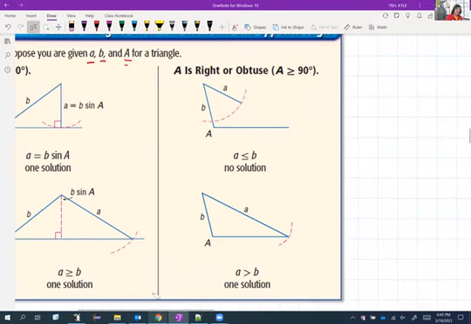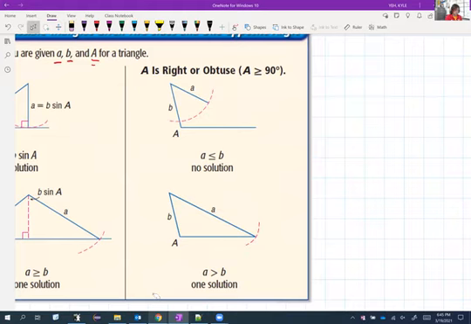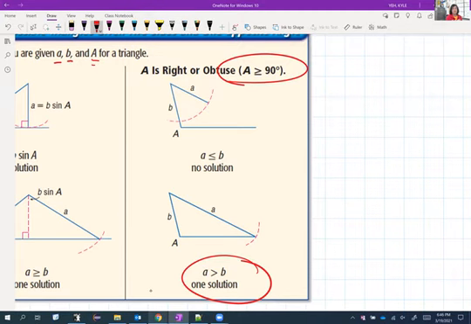On the other side, if A is a right angle or obtuse, more than 90 degrees, if A is less than or equal to B, there's no solution because A just physically cannot reach down to connect the triangle, so there's no way that can happen. If A is greater than B, one solution, okay? And this actually makes a lot of sense because if A is right or obtuse, then it will be the largest angle since they all have to add up to 180, which means there's no way B can be a bigger side length. Small side, small angles, big sides, big angles.